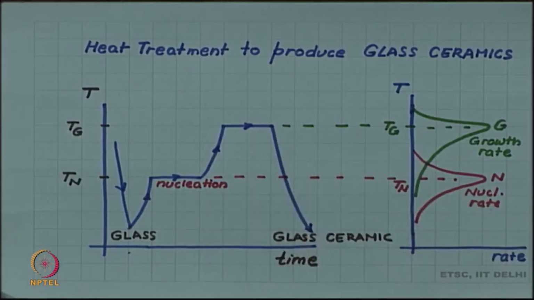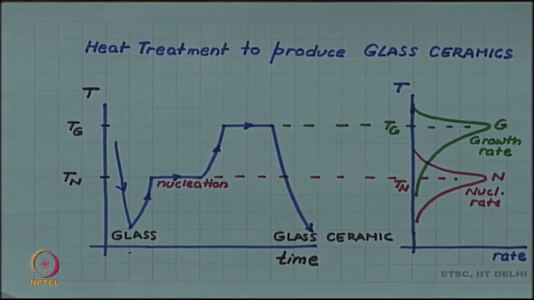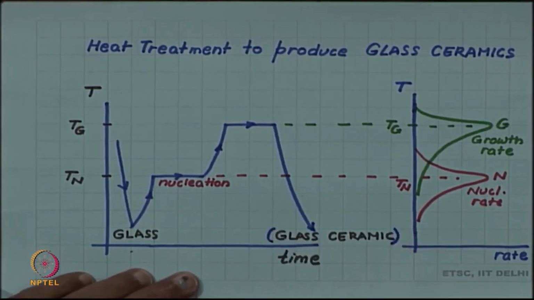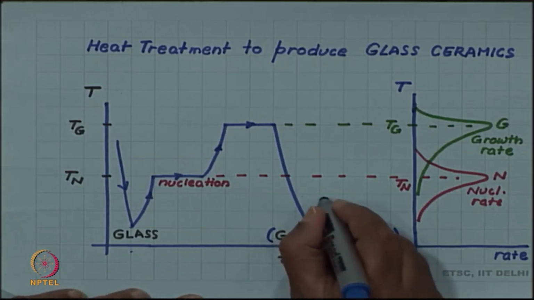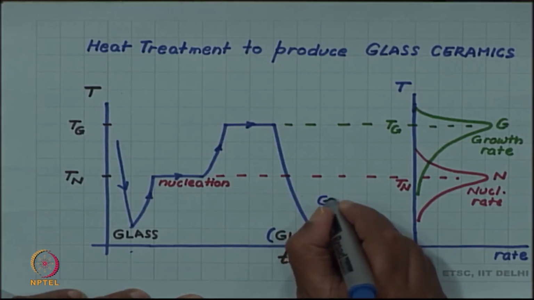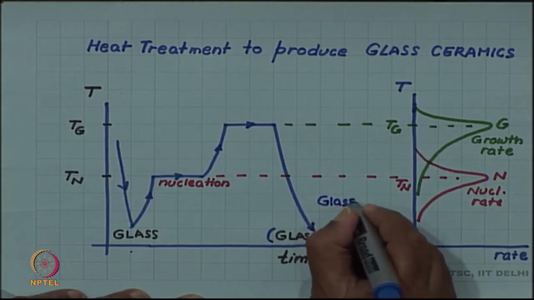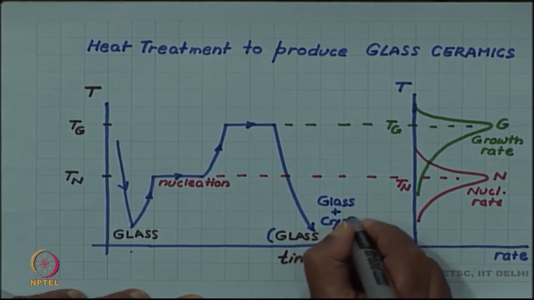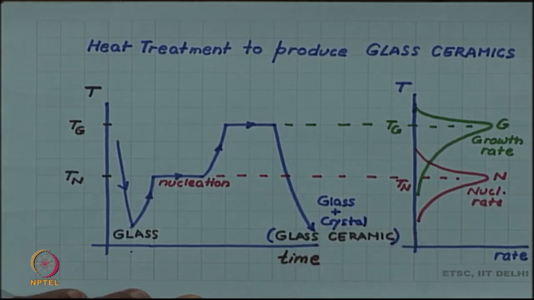Finally, the material is quenched to form the so called glass ceramic. In this glass ceramic, in fact, it is not fully crystalline, it is actually glassy plus crystalline. So, some glass matrix is also there plus crystal.